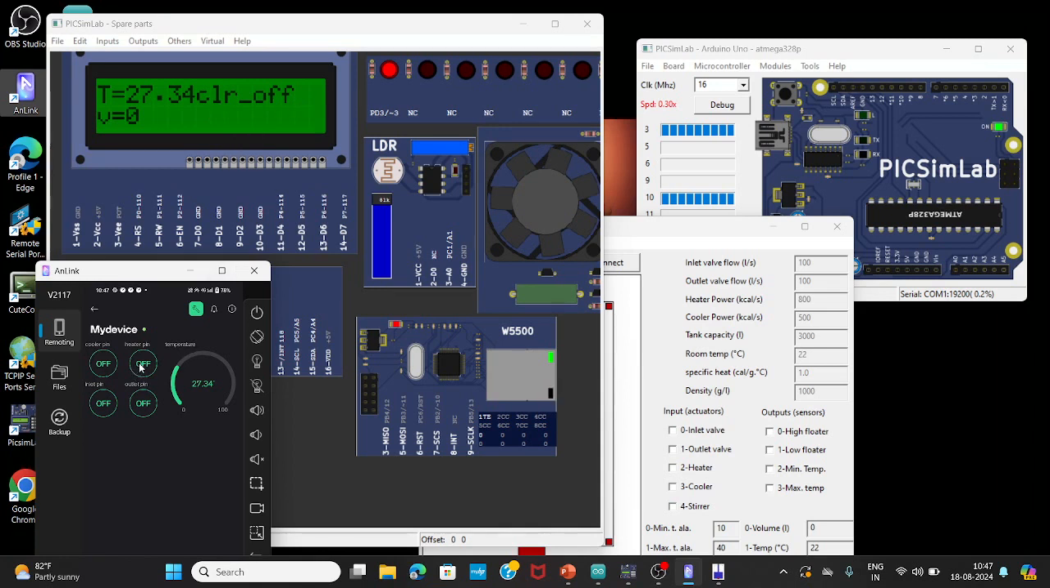Next, heater. When I am switching on the heater pin here, the temperature is rising. And you can also observe the temperature on your mobile through the gauge. And the CLCD is showing the temperature and the status of the heater.